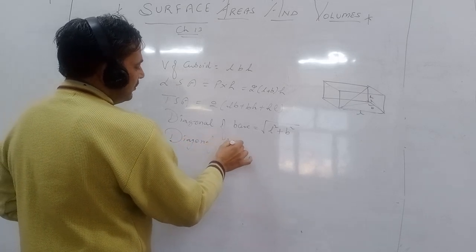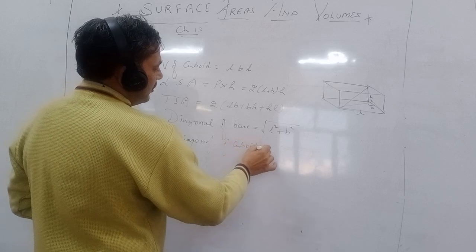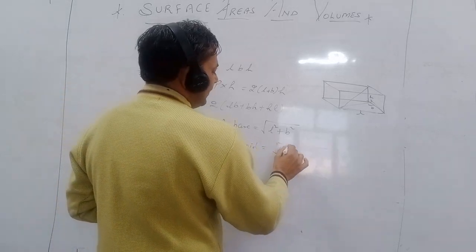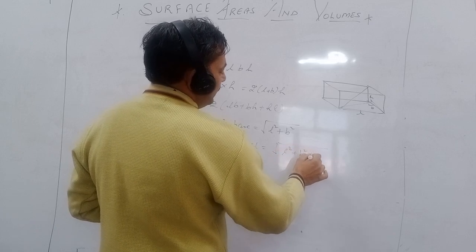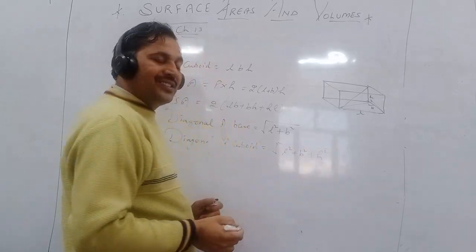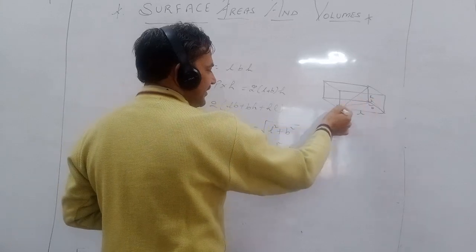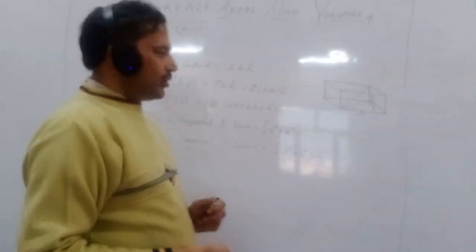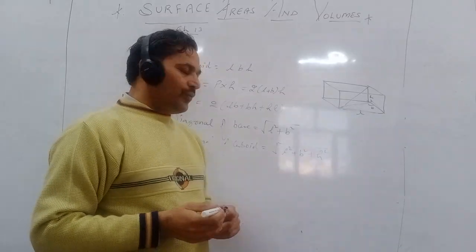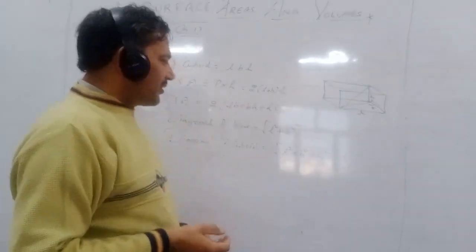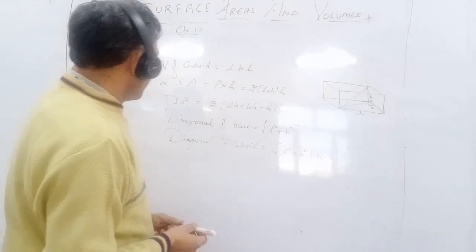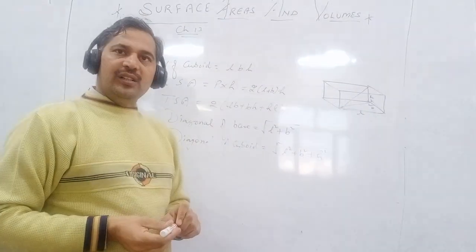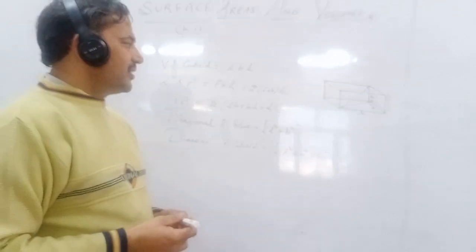The diagonal of the cuboid formula is root of L square plus B square plus H square. How can you say? Because the base diagonal square plus H square is under the root, and the square root cancels. We get root of L square plus B square plus H square. I hope you understood this. Now come to the questions on cuboids.